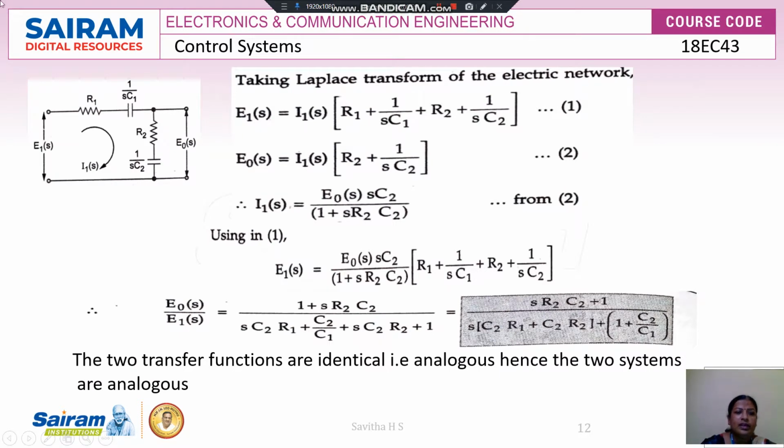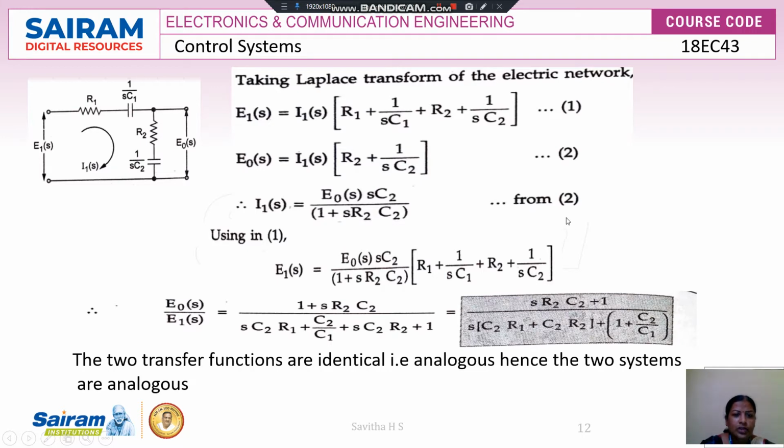Now for the second equation, I have written here the Laplace transform. So the first expression I have written here is E1 of s is equal to I1 of s times R1 plus 1 by sC1 plus R2 plus 1 by sC2, because the same current I1 is flowing through all the elements. This is expression 1. For the output side, E0 of s is equal to I1 of s times R2 plus 1 by sC2, because this is on the output side. Now I1 of s is equal to E0 of s times sC2 by 1 plus s R2 C2, after taking the LCM and cross multiplying, calling this expression 2.